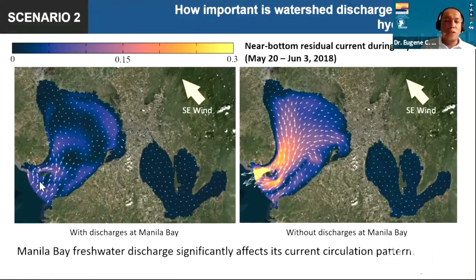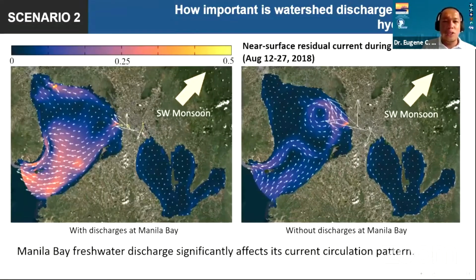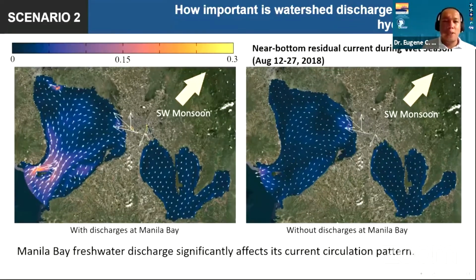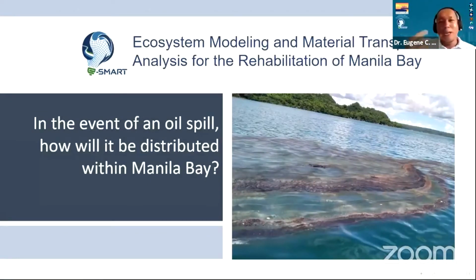Okay, dry season conditions, similarly, will have corresponding differences. The wet season conditions, near surface, show a significant difference between the two conditions. And then this one, near bottom, you can see how much is the change in circulation pattern near the bottom between with freshwater discharge in Manila Bay and without freshwater discharge.